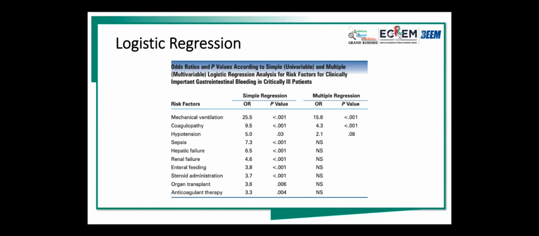Again, this is very complicated. All I'm trying to say here is that for dichotomous outcomes, you can use complex modeling like logistic regression to see if there's a relationship there.